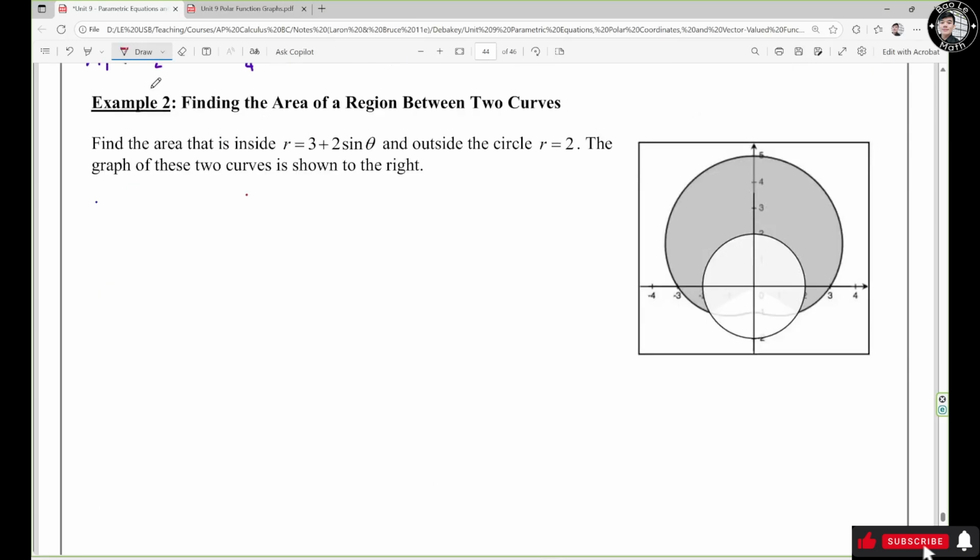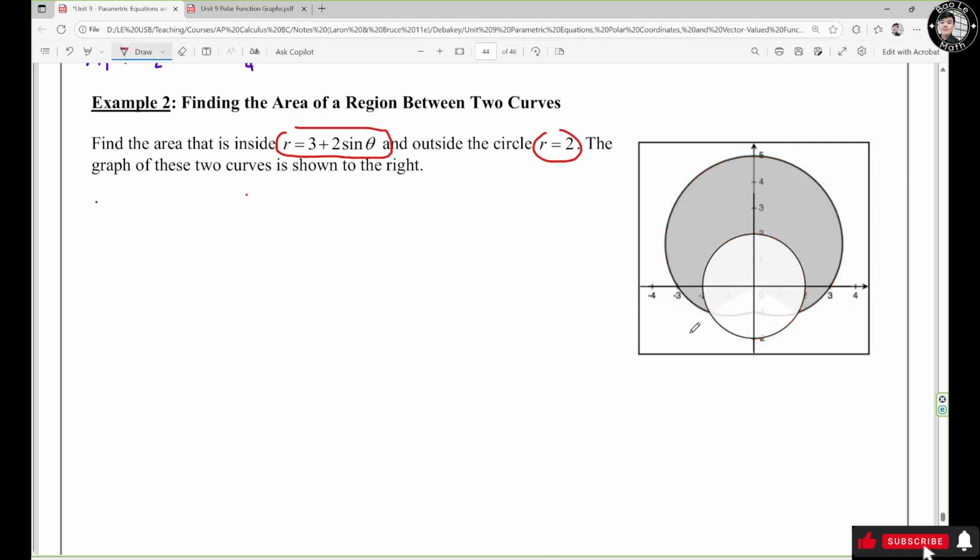Now let's take a look at example number 2. Find the area of a region between two curves. Find the area that is inside the limaçon r equals 3 plus 2 sine theta and outside the circle r equals 2. So here's the equation of the circle r equals 2, and this one is the limaçon.